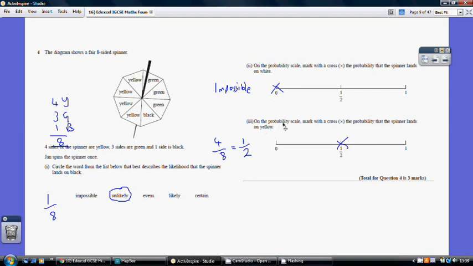And then for part B, the probability it lands on a yellow. Well, yellows is 4 out of 8. So that's exactly a half. It's evens. It's 50-50 that you'd land on a yellow. So that's why we've got to put an X on the half.